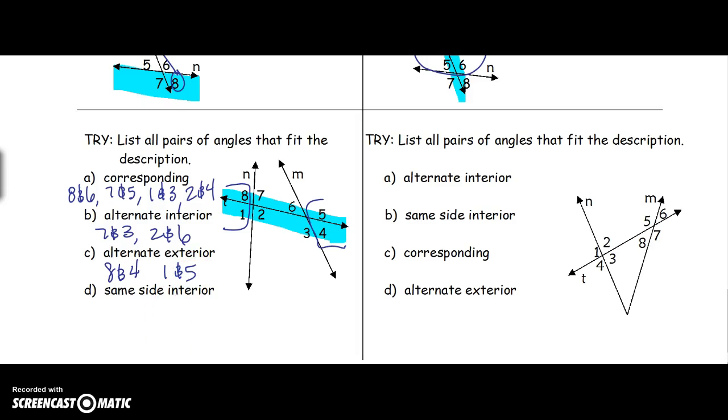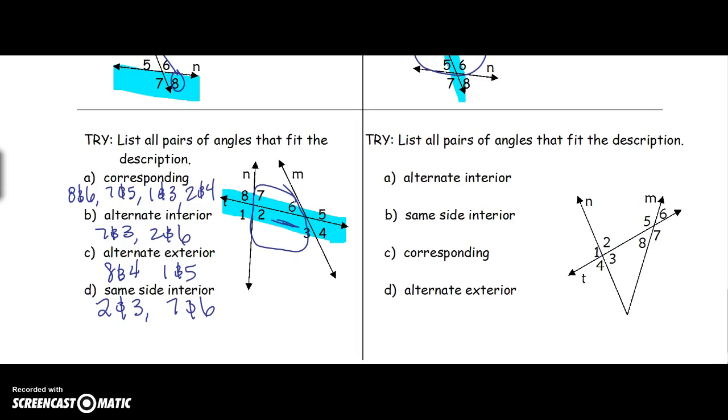Same side interior angles are back on the inside of those 2 lines. Same side interior means that they are on the same side of that transversal. So you have angles 2 and 3 and 7 and 6.